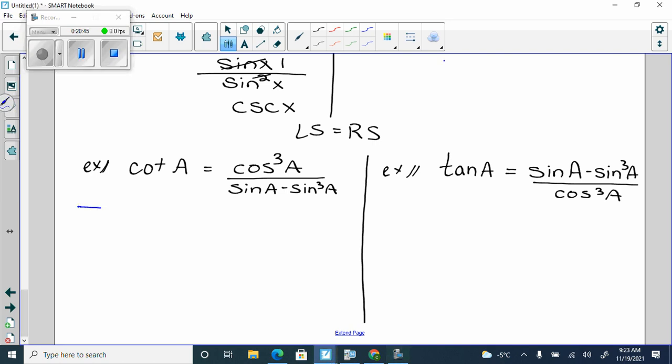So I have to go LS, RS, and I have to rewrite it. You will have to stop yourself from trying to do work before rewriting it. You have to rewrite it.